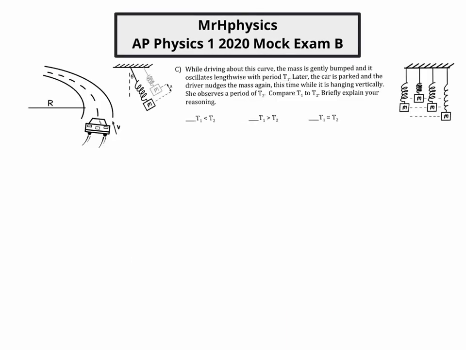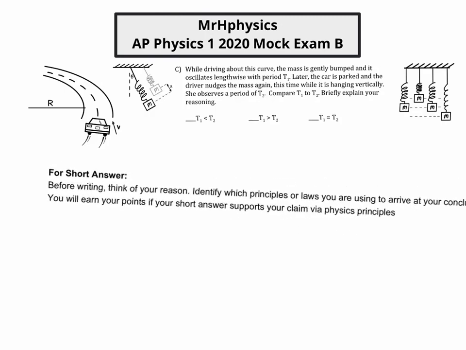The next question is a little bit unique and different. It says, while it was driving around the curve, the spring system was oscillating with period T1, and sometime later, while it was parked, the spring system hung vertically and was set into motion again, and period T2 is observed. And then you want to compare T1 to T2 and explain your reasoning.